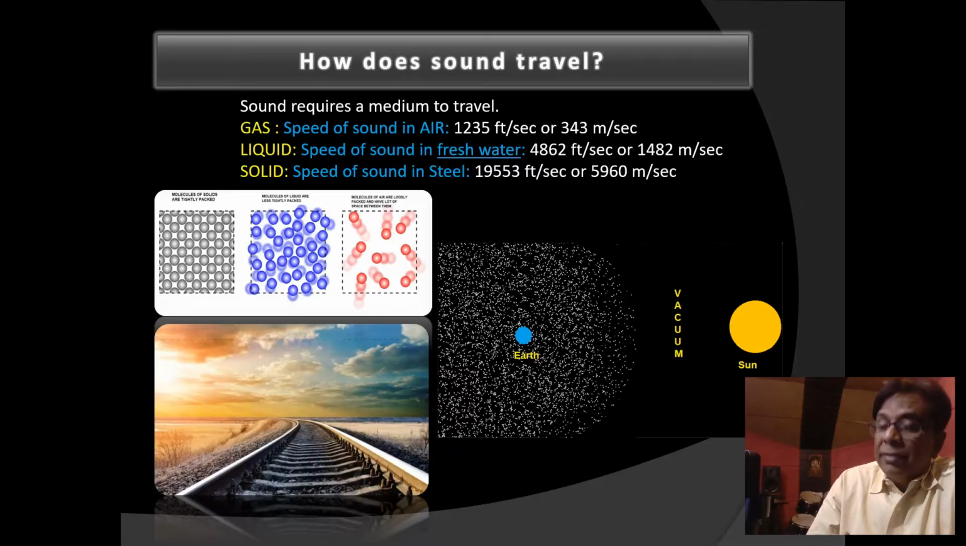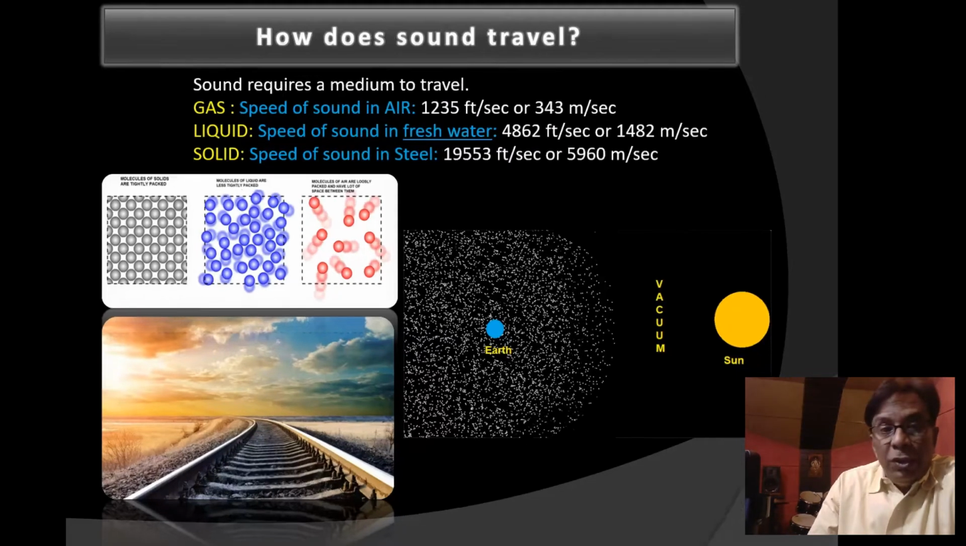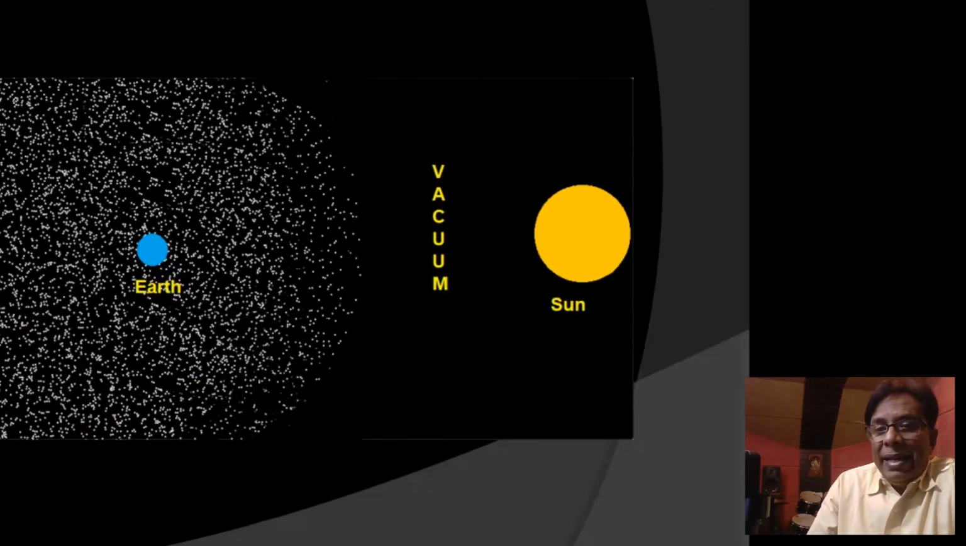Now the next thing is, does sound travel in a vacuum when there is no medium? Sound does not travel through the vacuum. Why? Because there is no medium. There are no molecules to carry this energy.